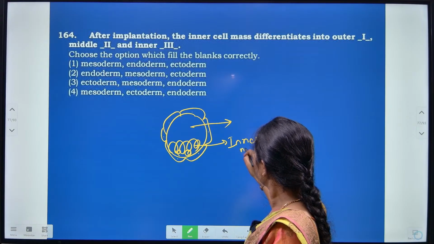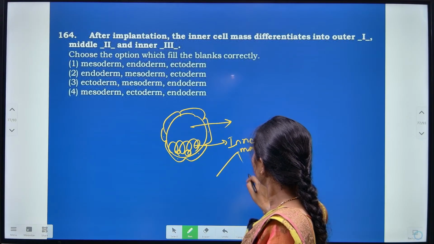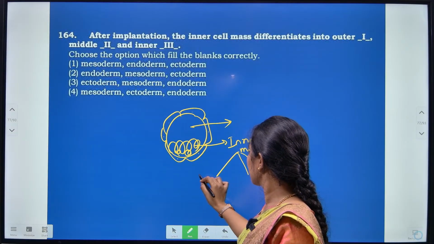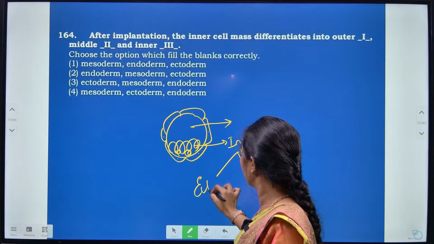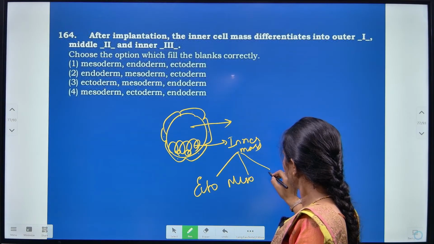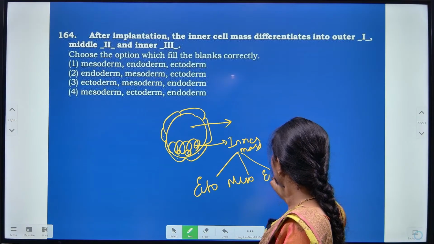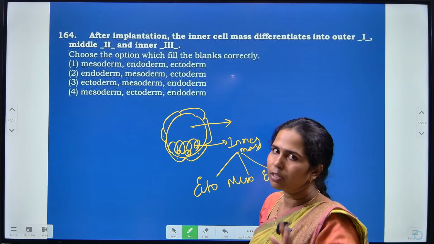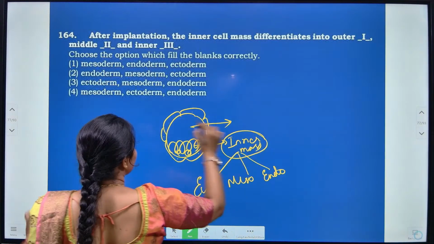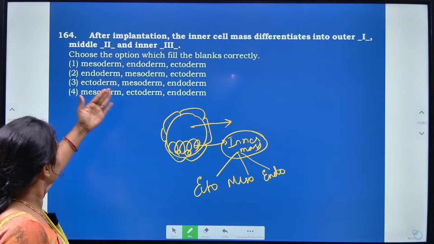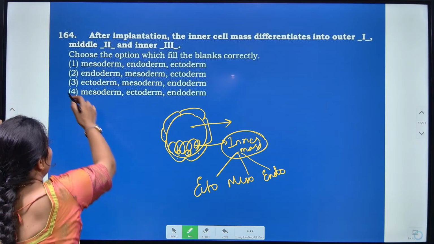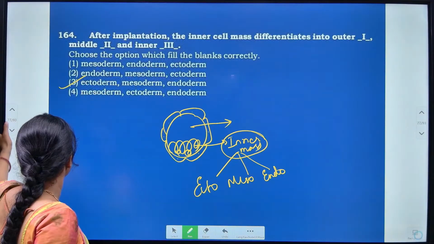These inner mass cells will give rise to three germ layers: the outer is called the ectoderm, the middle is called the mesoderm, and the innermost layer is called the endoderm, through which all the organs of the body are formed. So here, outer ectoderm, middle mesoderm, and inner endoderm. So I have explained this clearly.